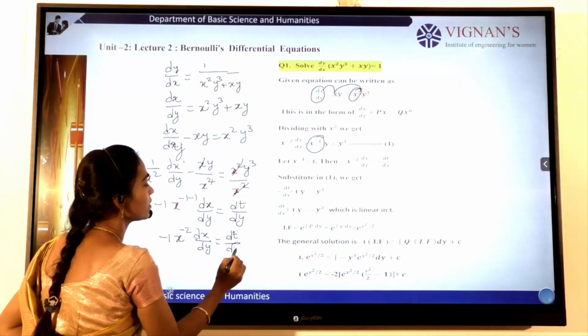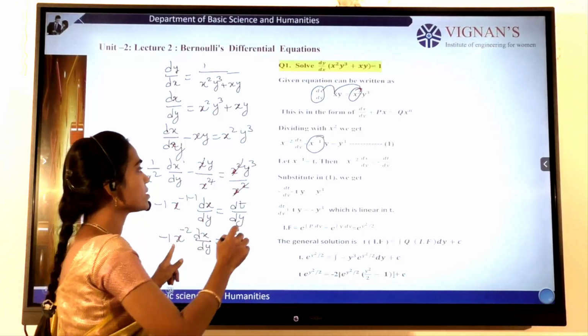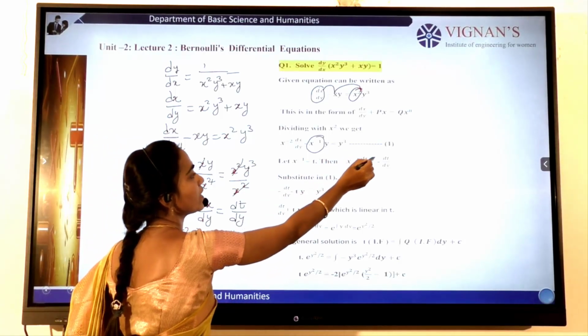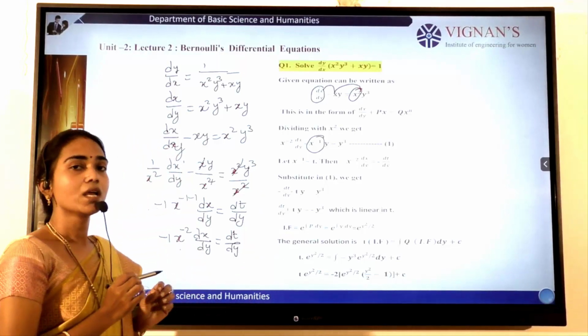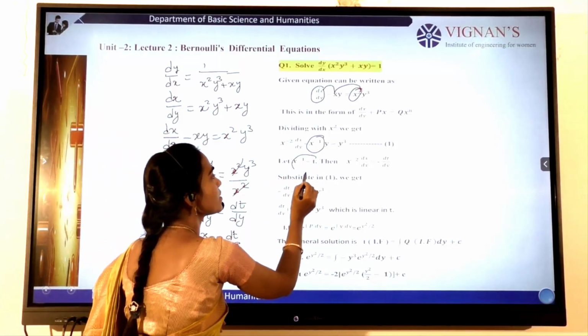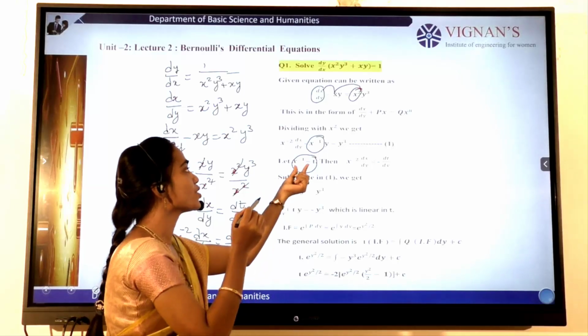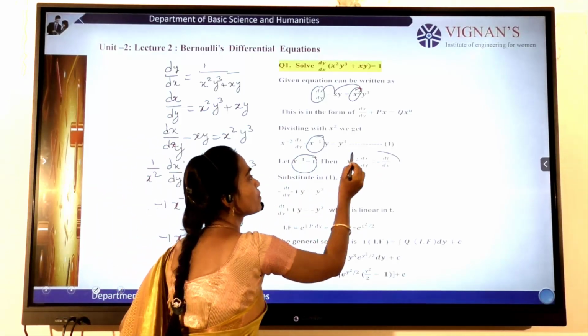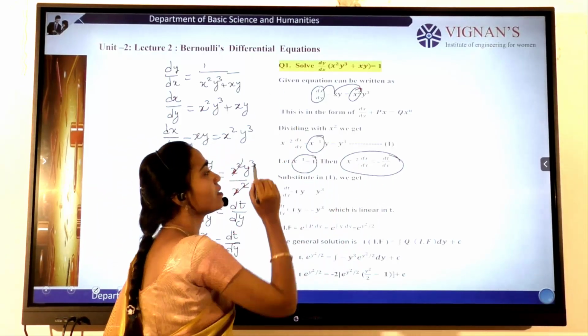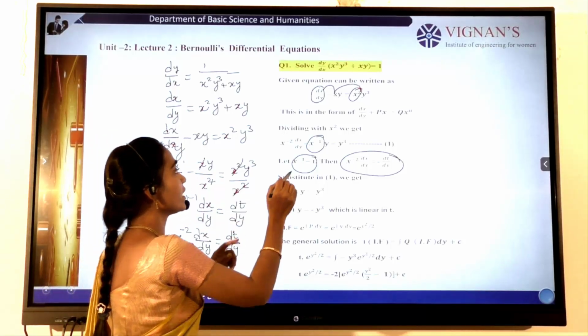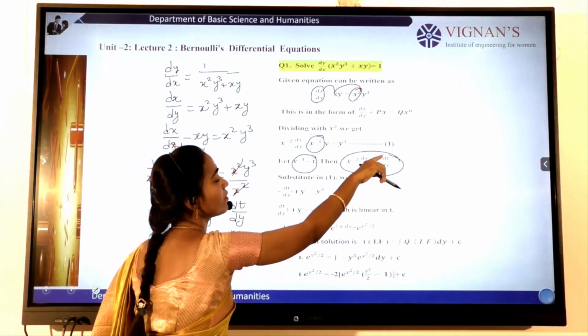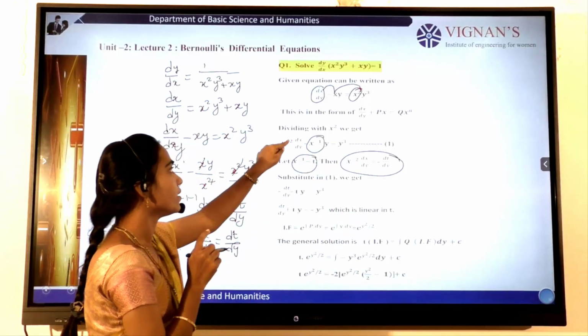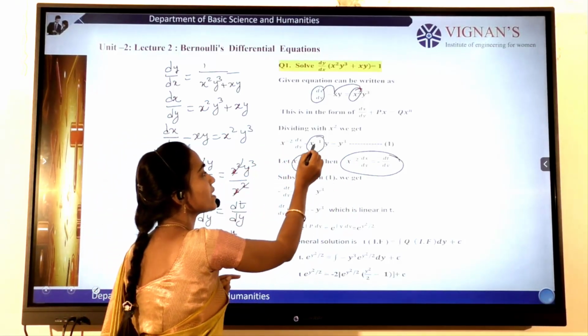So when we take this minus 1 to the right hand side, it becomes x power minus 2 dx by dy equal to minus dt by dy. Now what we have to do? We have to make a substitution. We have to substitute this x power minus 1 and this x power minus 2 dx by dy in equation number 1. Then it becomes x power minus 2 dx by dy is equal to minus dt by dy, the first part. Next, minus x power minus 1.